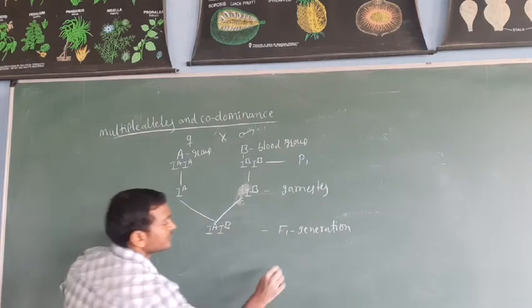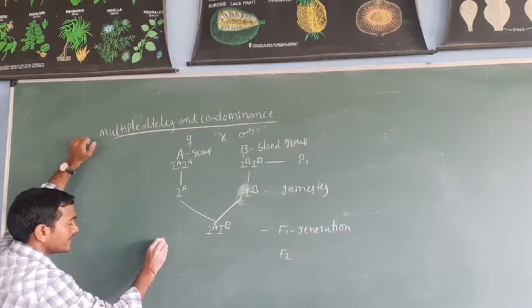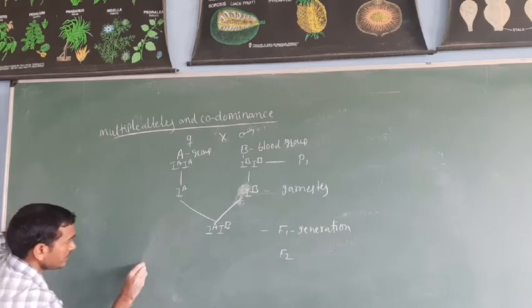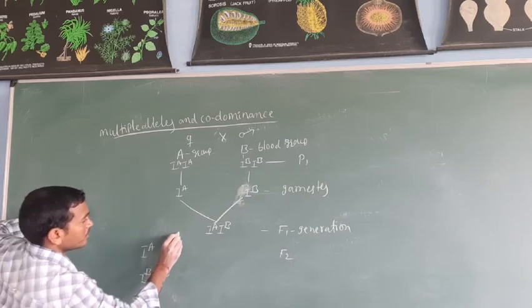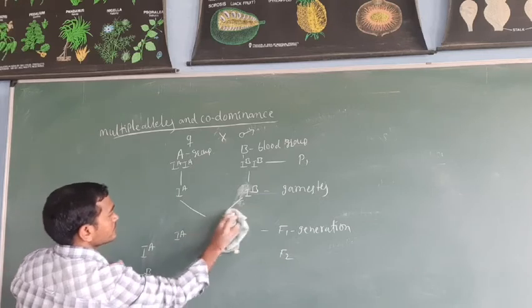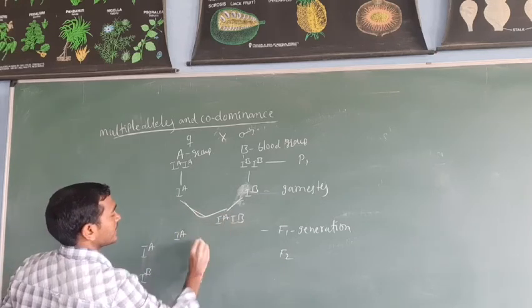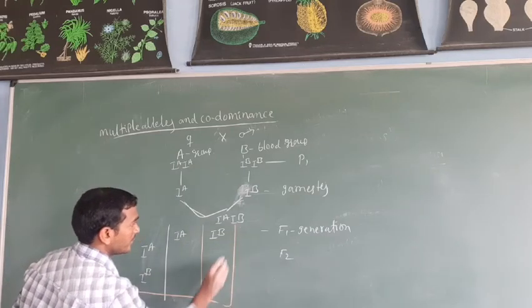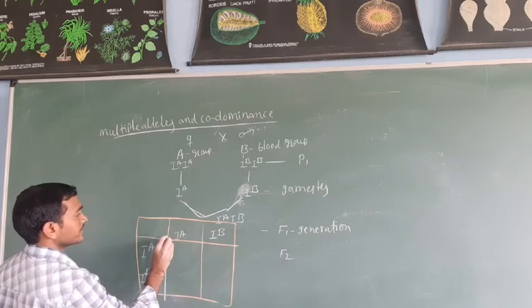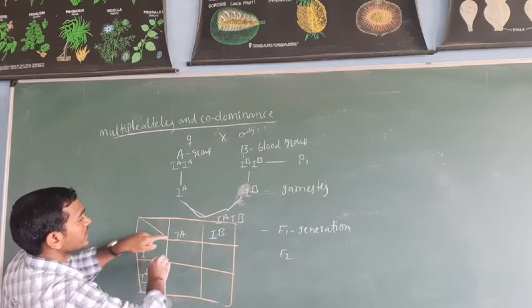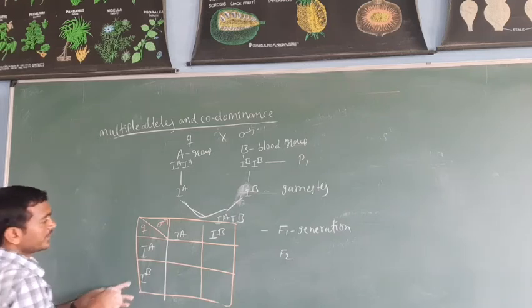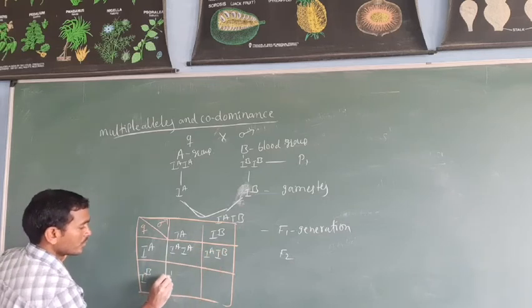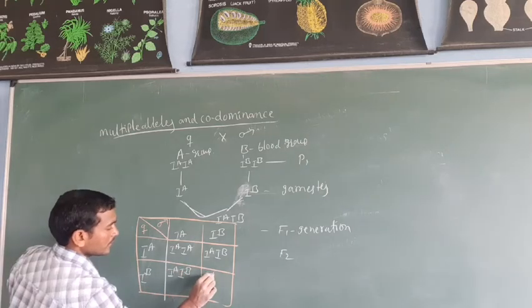Now take the F2 generation. Taking I A, I B from the F1 parents, we make the checkerboard of the F2 generation, with the father's and mother's gametes I A and I B.